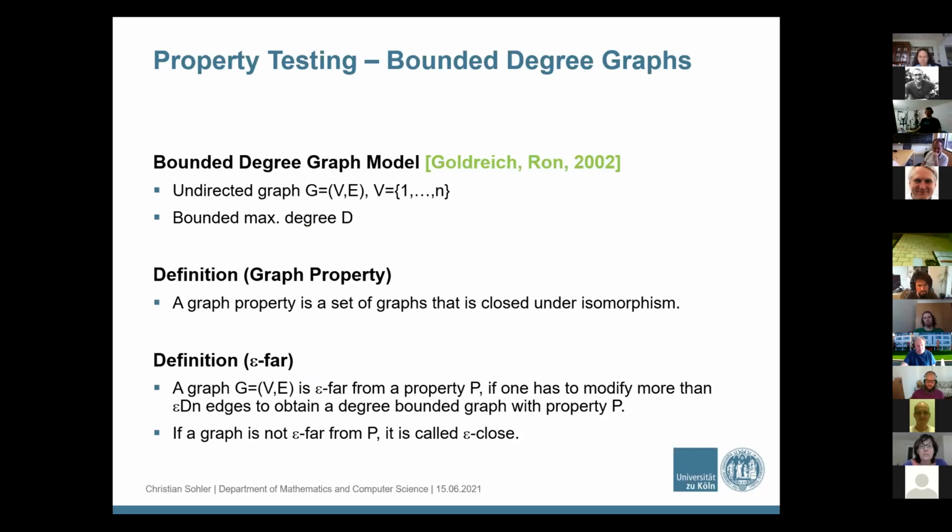In today's talk, I will be focusing on planar graphs, and since planar graphs are sparse graphs, I will start with the bounded degree graph model, which was introduced by Goldreich and Ron in 2002. In this model, we are given an undirected graph G with vertex set V and edge set E. We assume the vertices are numbered from 1 to n, n is given to the algorithm, and the graph has a bounded maximum degree of d.